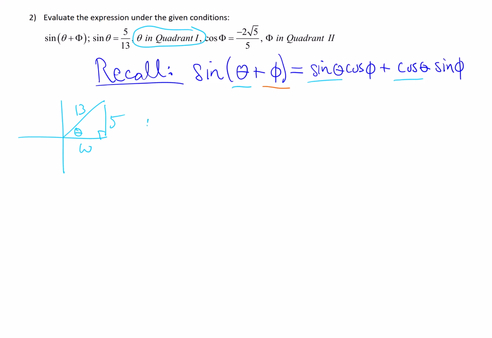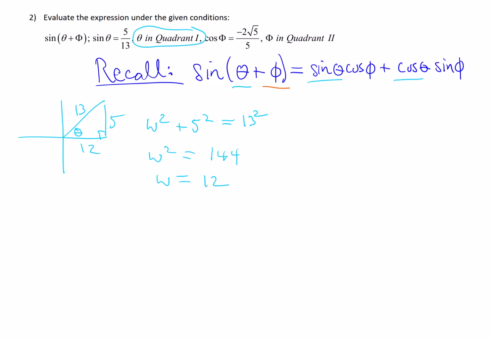So we can say W squared plus 5 squared, those are the squares of the two legs of our right triangle, must equal hypotenuse squared, which is 13 squared from what we've already known. This tells us that W squared equals 13 squared is 169, minus 5 squared is 25, so that should be 144 if we subtract 25 from 169, which means W is the square root of 144, which means W is 12. So we can replace W with 12 in our diagram.